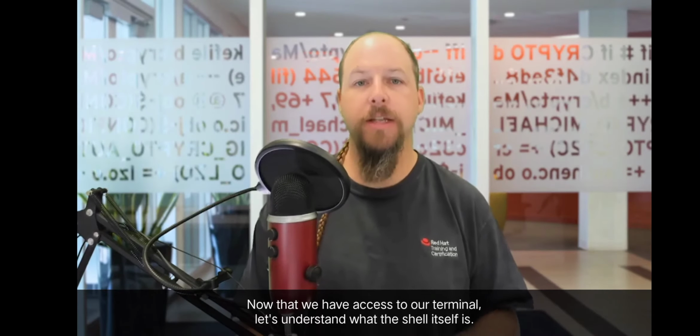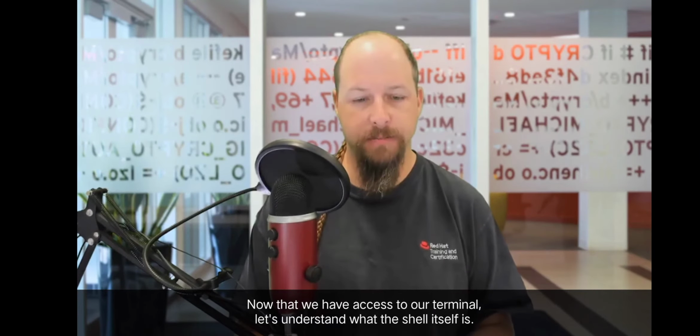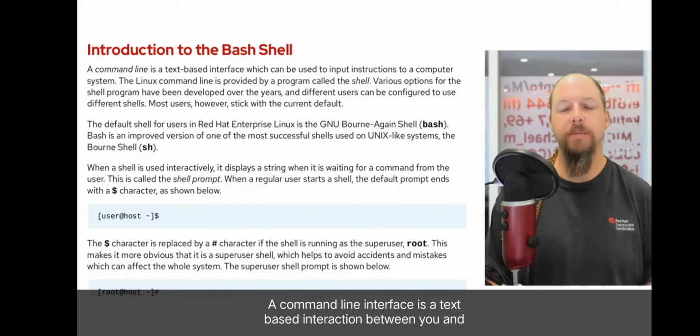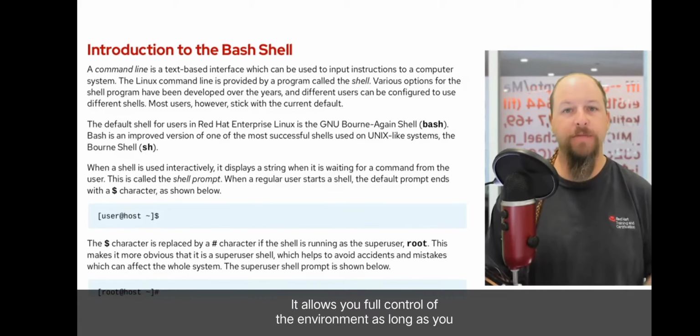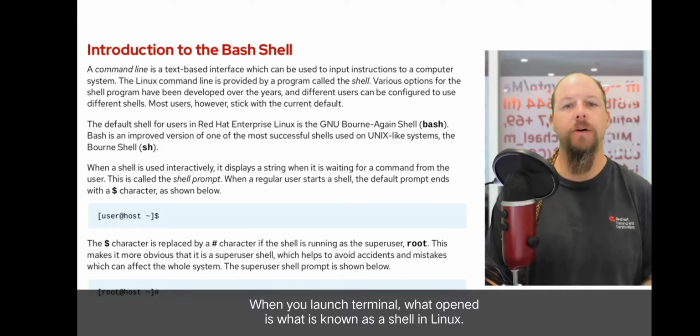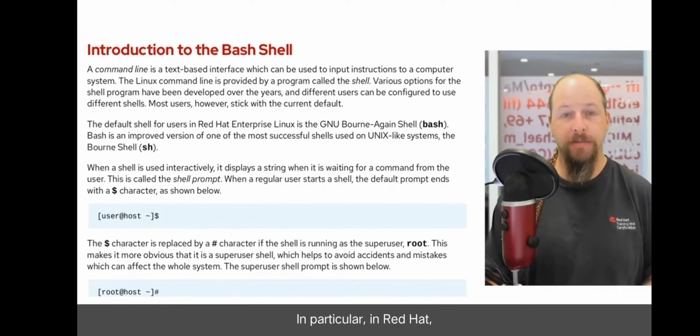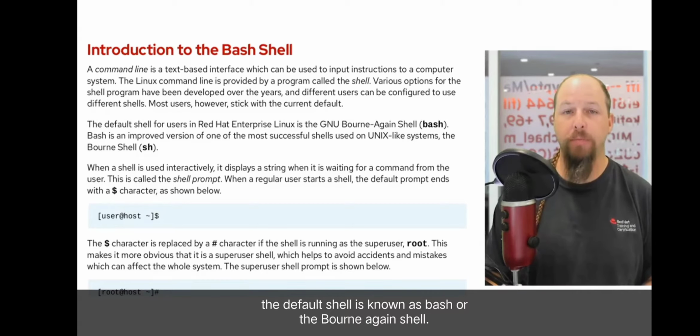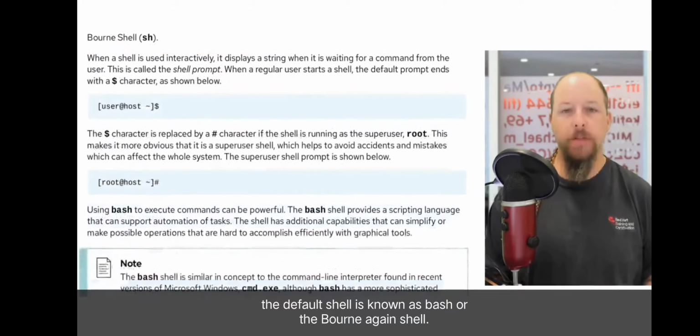Now that we have access to our terminal, let's understand what the shell itself is. A command line interface is a text-based interaction between you and the operating system. It allows you full control of the environment, as long as you know how to wield it properly. When you launched Terminal, what opened is what is known as a shell in Linux. In particular in Red Hat, the default shell is known as Bash, or the Bourne-again shell.